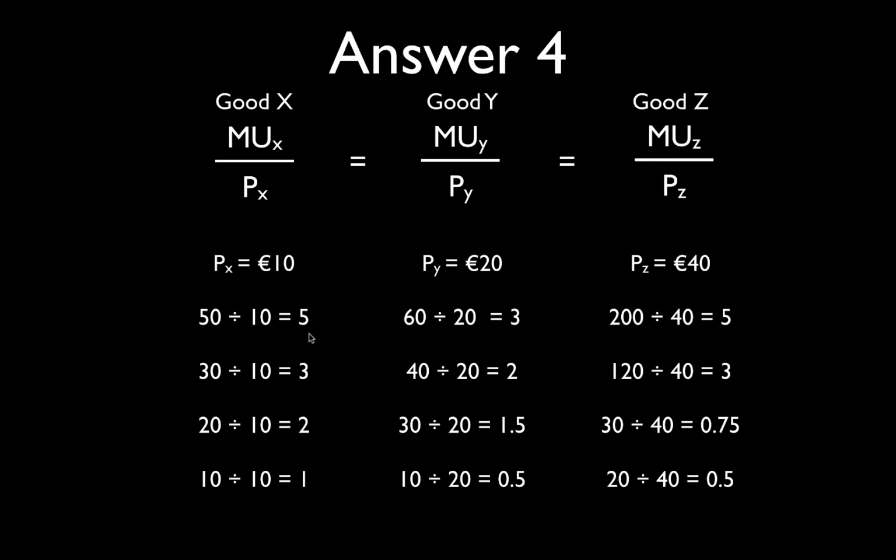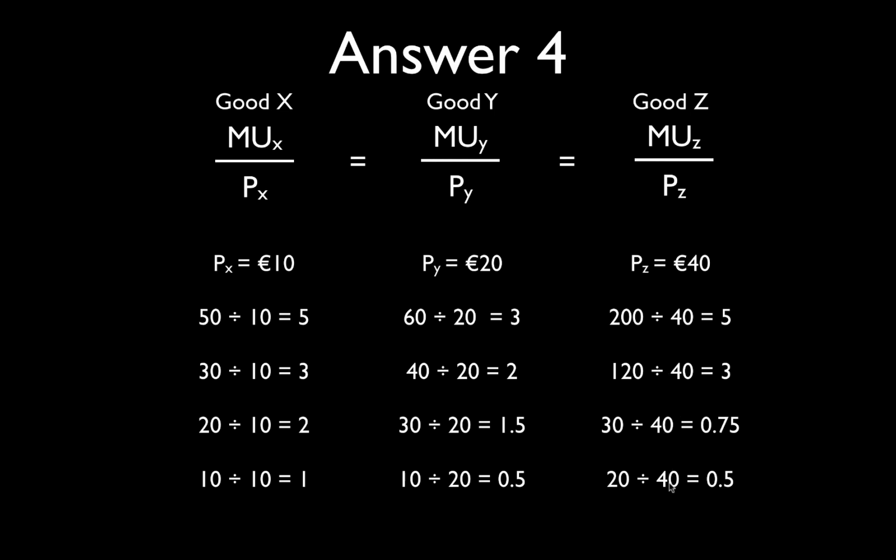Now I'm just going to talk about these two. Obviously the first unit of good X gives you more utils per euro than the first unit of good Y. So if you're only choosing between these two, you are not going to choose good Y, because you get more marginal utils per euro spent on the first unit of good X than on the first unit of good Y. And likewise here, the marginal utility of the first unit of good Z is 200, 120 is the marginal utility of the second unit, and 30 is the marginal utility of the third unit, and so on.